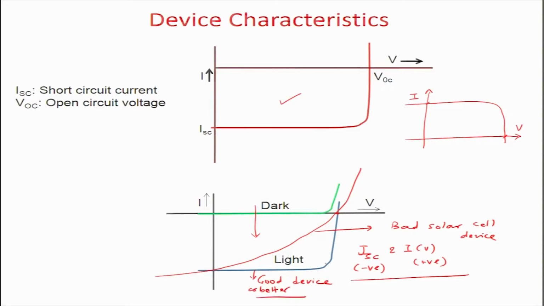The idea is to get as rectangular a curve as possible. These are the two important parameters: ISC, the short circuit current, and VOC, the open circuit voltage. A lot of times we write this as JSC, which is the short circuit current density, and this is nothing but ISC divided by the area of the device. Okay. Now we look at the effect of irradiation on this IV curve.